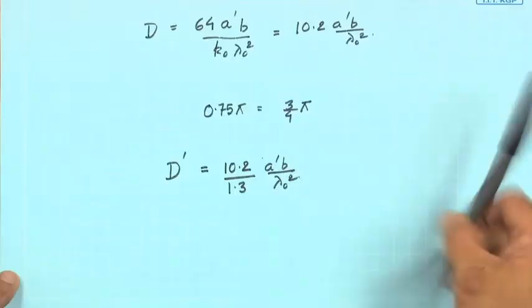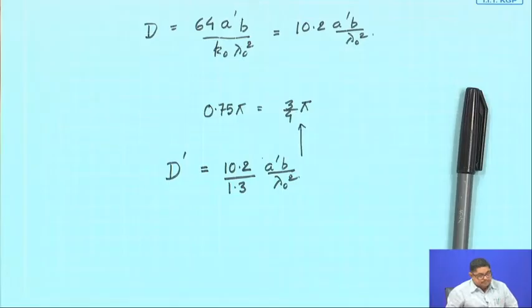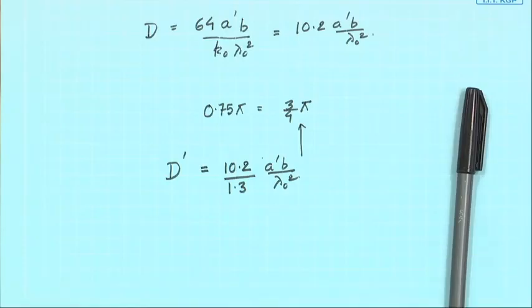So, this is the formula that is generally used. If I go up to this 0.75 pi. Okay. So, this is the H plane horn.